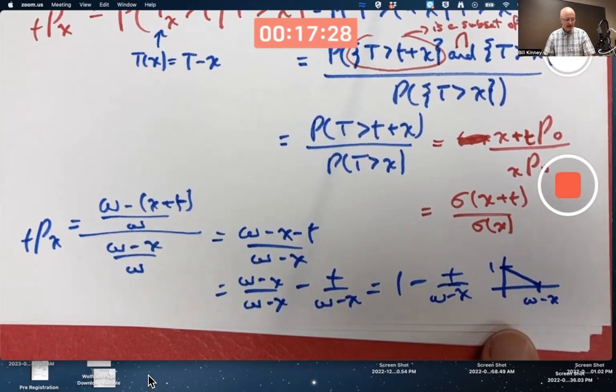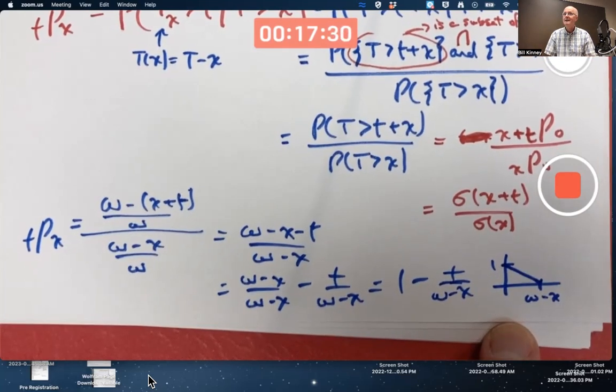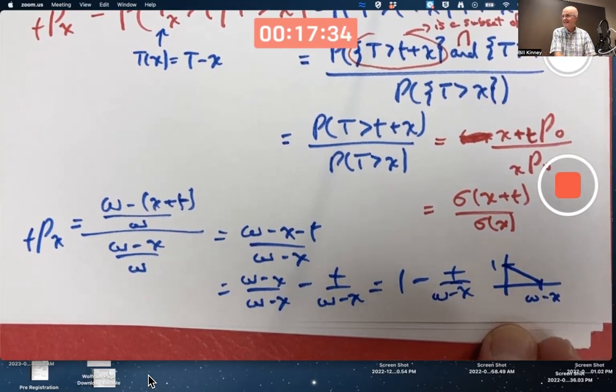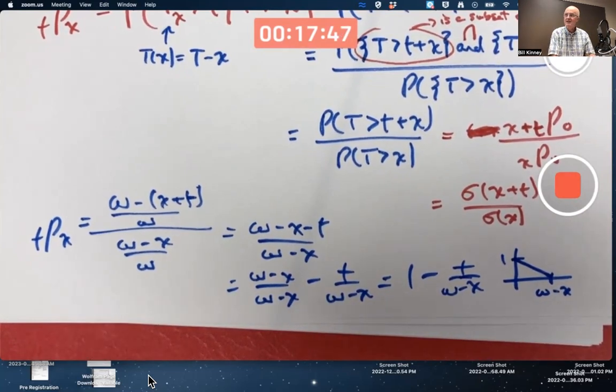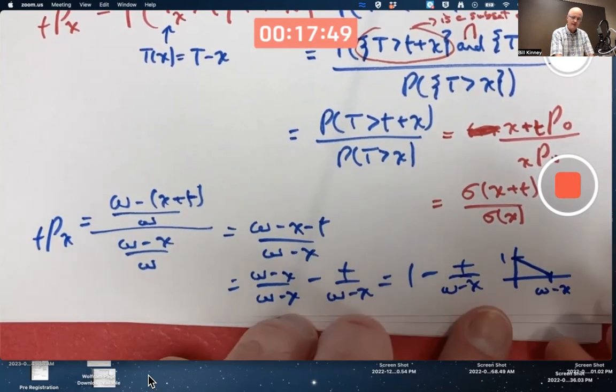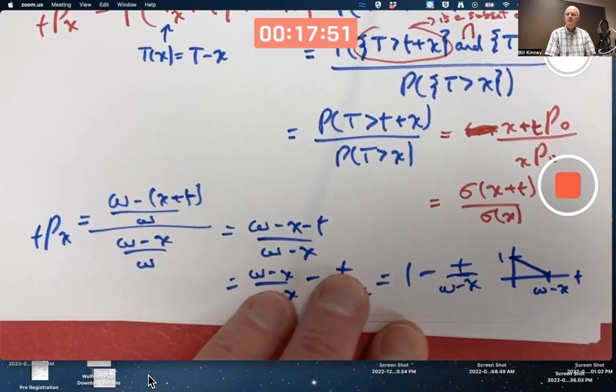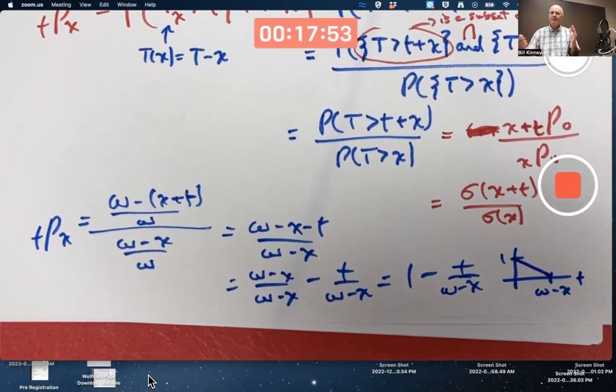If we found the PDF for this, it would still be a horizontal line. First find the CDF, do 1 minus this, then take its derivative. You still get a horizontal line between 0 and omega minus x. Though the height of that horizontal line would no longer be 1 over omega, it would be 1 over omega minus x. When you think about this kind of thing, think about x as fixed and t as the variable. This is a t-axis here. But then what's interesting is to ask what happens as x changes.